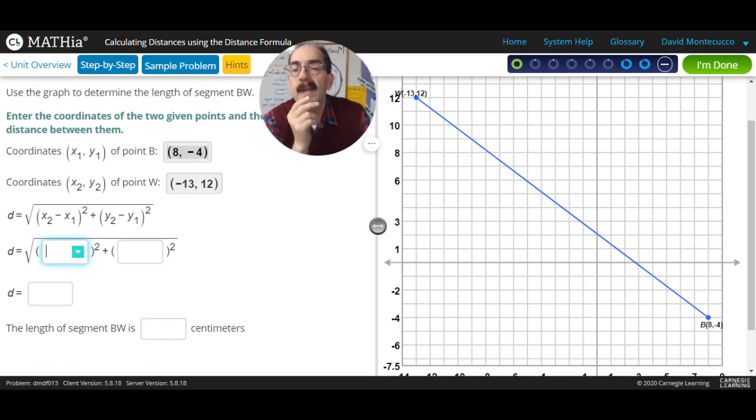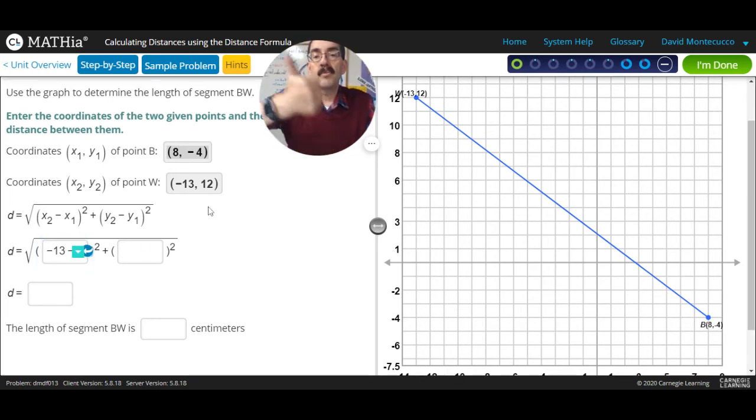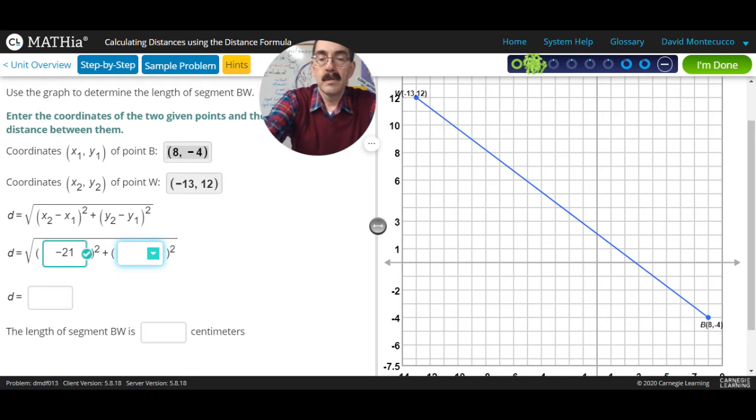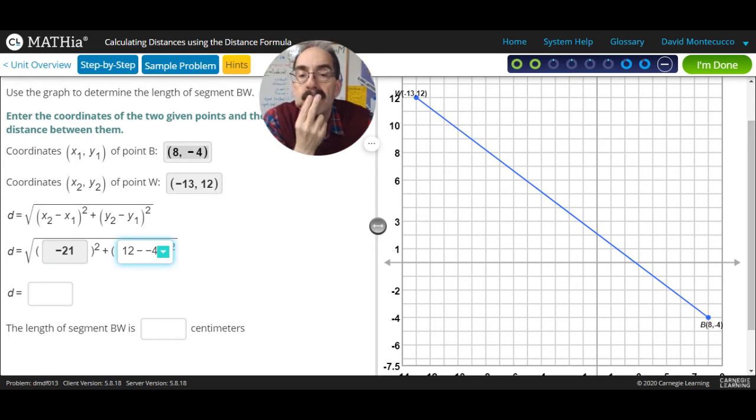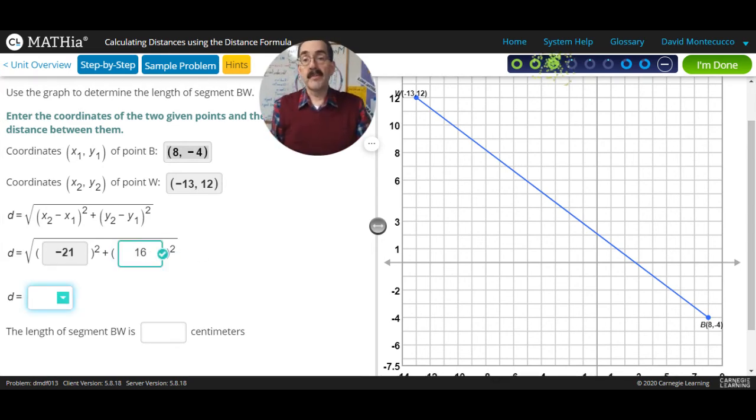Maybe it did. Okay, take the X's. 8 minus 13, 13 minus 8. As a teacher, I always go backwards. So I'm going to go negative 13 minus 8 and 12 minus a minus 4. Cool, it registered it. Now the distance.